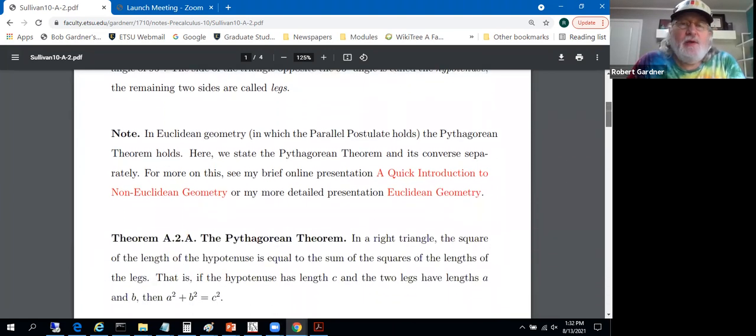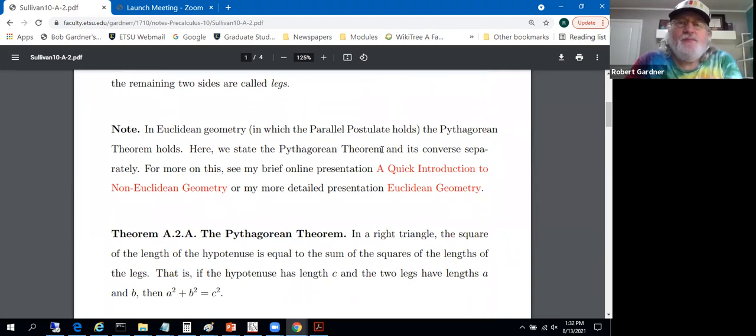In Euclidean geometry, and what makes Euclidean geometry Euclidean is the parallel postulate, the Pythagorean theorem holds. It doesn't hold in non-Euclidean geometries, though. In fact, the Pythagorean theorem is equivalent to the parallel postulate with the appropriate other axioms laid out. Not our problem so much, but I've got some notes posted online.